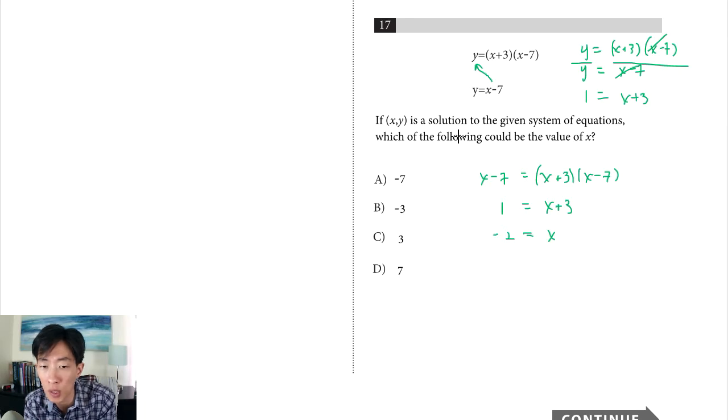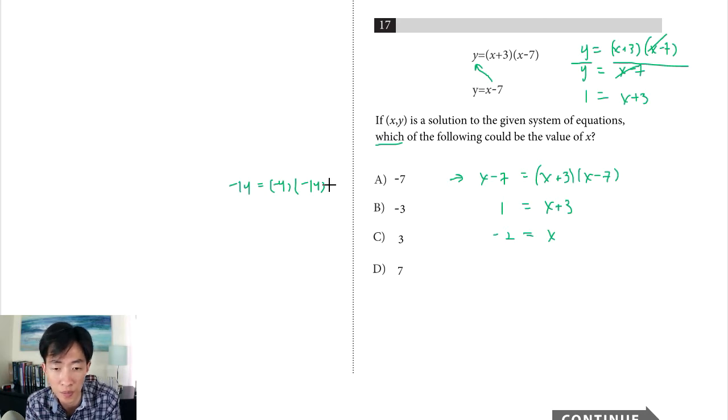So always remember that when it says which of the following, it means we can plug in the answer choices. So let's take this original equation right here, plug in each of these answers and see what we get. So negative 7 minus 7 equals negative 14, equals negative 7 plus 3, which is negative 4, times negative 7 minus 7, negative 14. Obviously that's not going to work, so A is out.